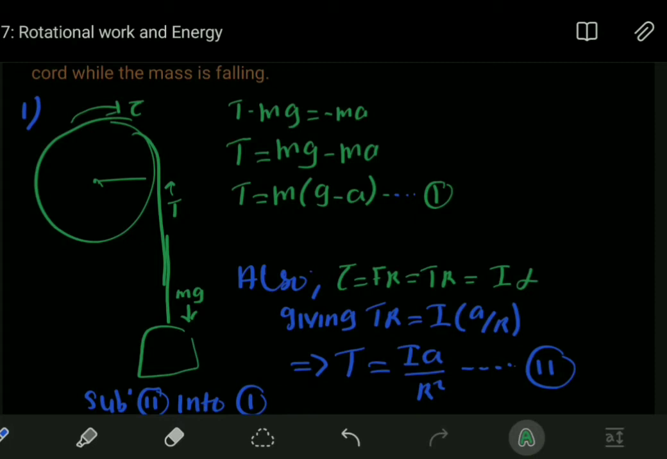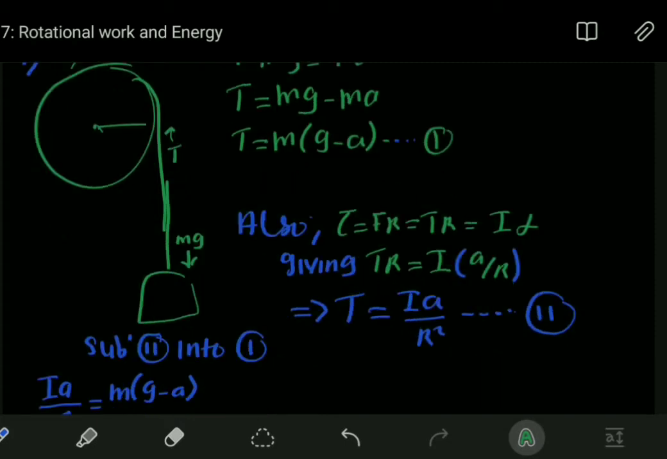Therefore, we have TR as our torque equals moment of inertia times our alpha. We can make T the subject from this, and we'll have tension equals I a over R squared. This can be our equation 2.